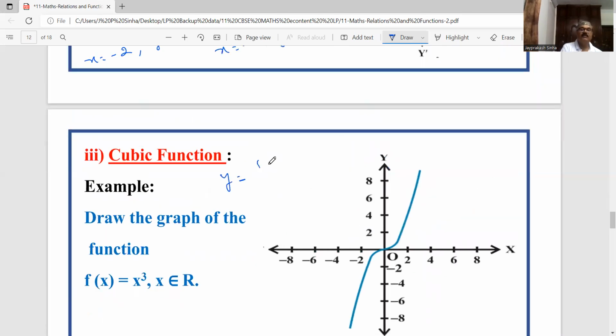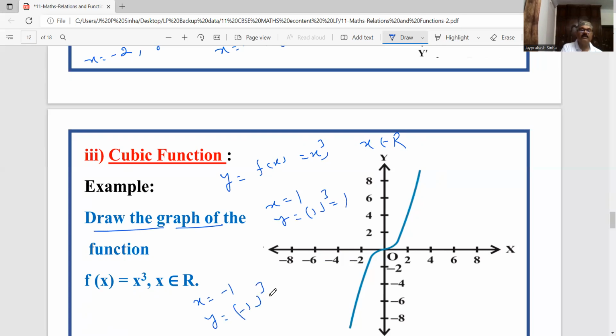Y is equal to f(x) is equal to x to the power cube, where x is an element of the real number set. When you draw the graph of this, you will find a graph like this. If you put x is equal to 1, you get y is equal to 1 to the power cube, which is 1. When you put x is equal to minus 1, you get y is equal to minus 1 to the power cube, that is minus 1.